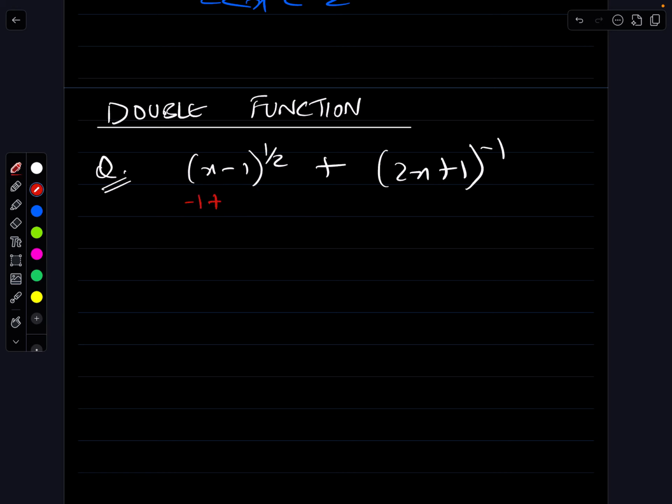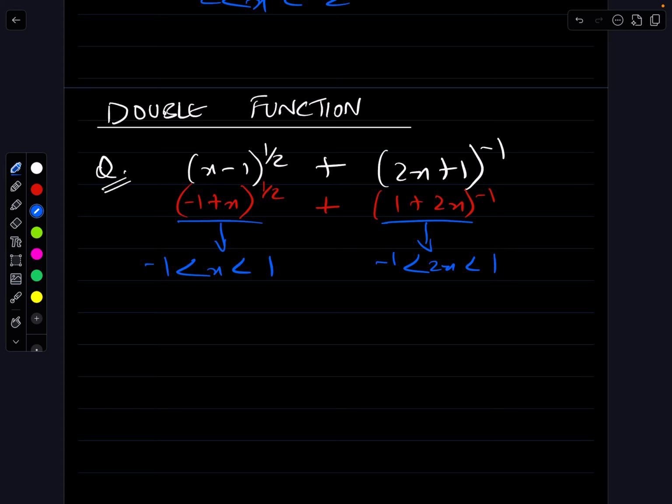I write this with red since this is often forgotten and one of the most important steps there can be. So I have (1 + 2x)^-1. And the range of validity for this part only would be x lies in between 1 and minus 1. And for this part, it would be 2x lies in between 1 and minus 1. Simplifying this by dividing everything by 2 would give me x lies in between half and minus half.